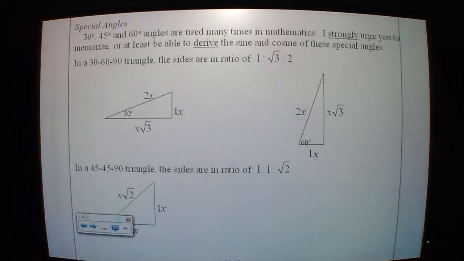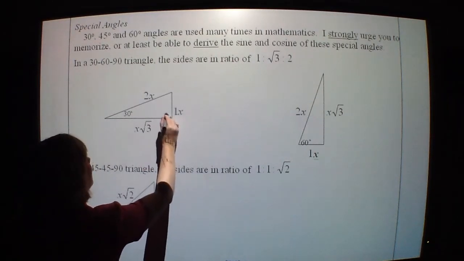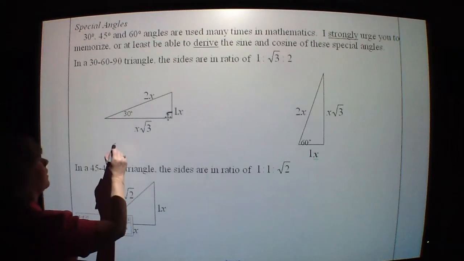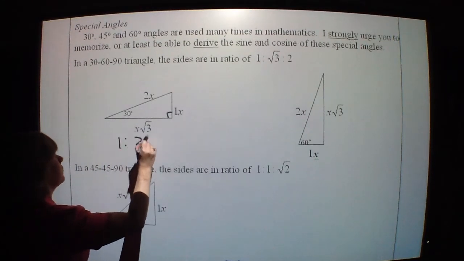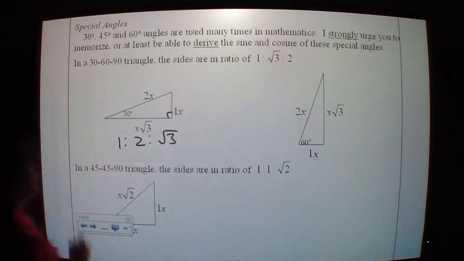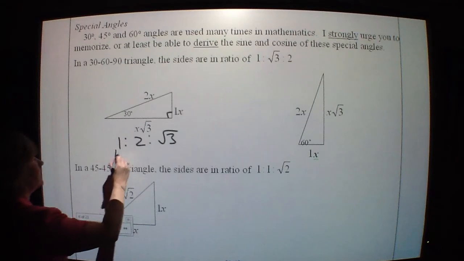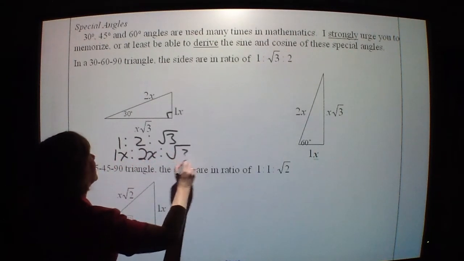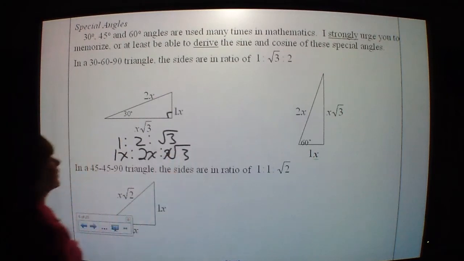Some special angles. A 30-degree triangle that is a right triangle has sides that have a ratio of 1, 2, radical 3. That's the ratio of the sides. Okay? And that's why they said 1 times x, 2 times x, radical 3, that's in front, times x.